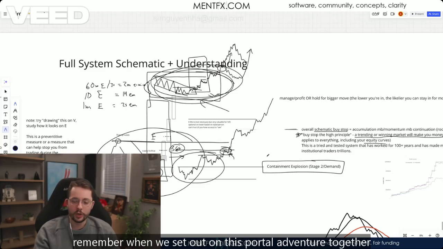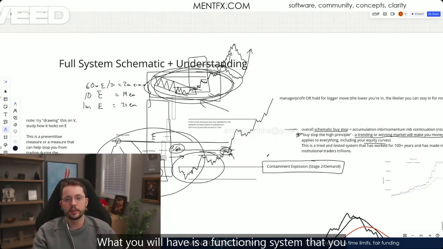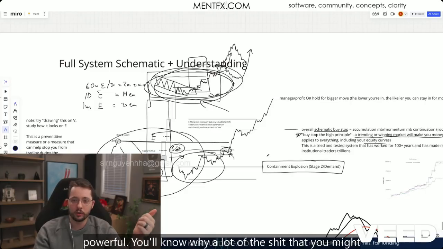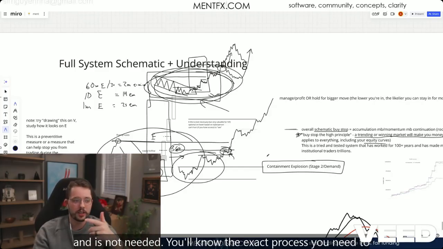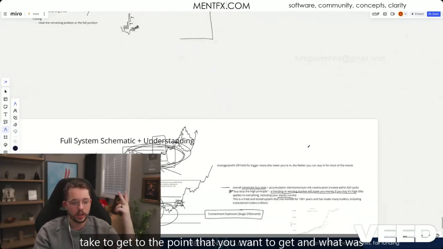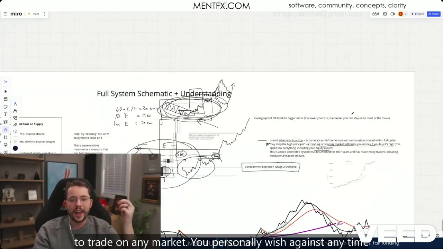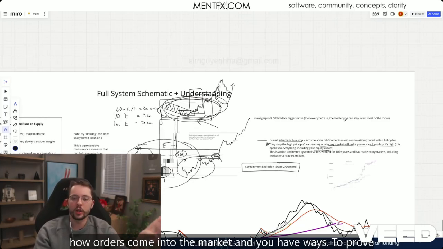Because remember, when we set out on this portal adventure together, when we set out to kind of give you all the information that we possibly can give you, I told you that by the end of it, what you will have is a functioning system that you understand, that you know why it works and why it's so powerful. You'll know why a lot of the stuff that you might have done before is completely useless and worthless and is not needed. You'll know the exact process you need to take to get to the point that you want to get. And what was the stuff that I said? Oh yeah, and you'll be able to trade on any market you personally wish against any time frame because you have the actual components that make up how orders come into the market, and you have ways to prove it against your EVC.